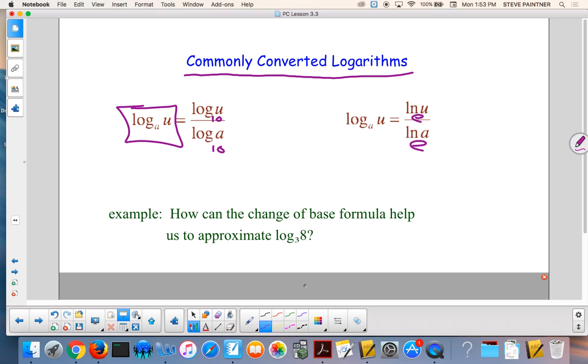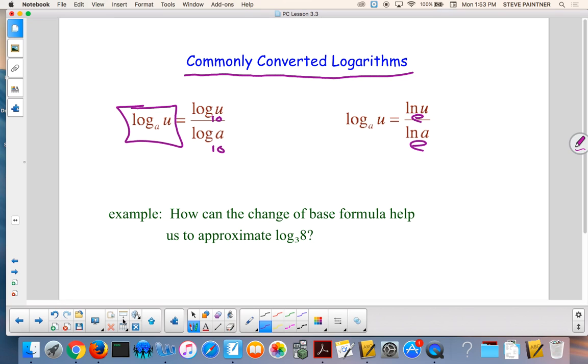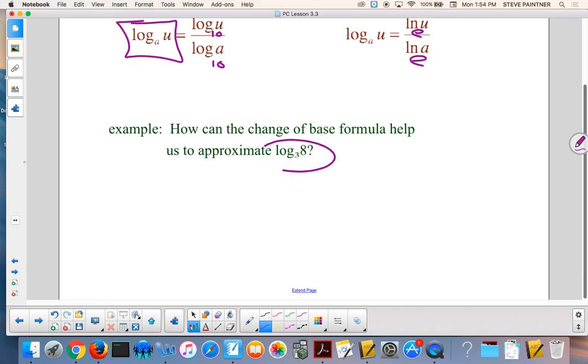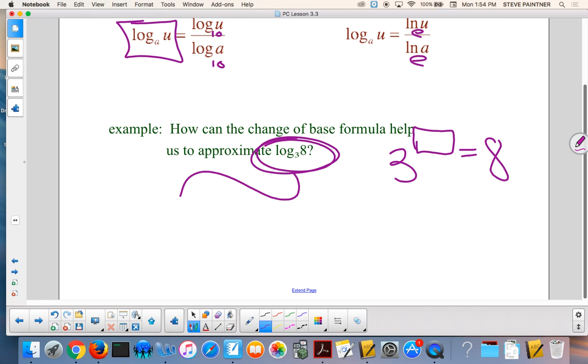Now, how would we do this problem right here? How can we change the base formula to help us? How do you get that answer? First of all, that says 3 to what power equals 8. That's what it says to you, and I don't think you know. 3 squared is 9. 3 to the third is 27. 3 to the first is 3. It's not happening, guys. So you better change your base. Let's do common log right away. So if I want to do common log, what is it? Somebody read it to me.